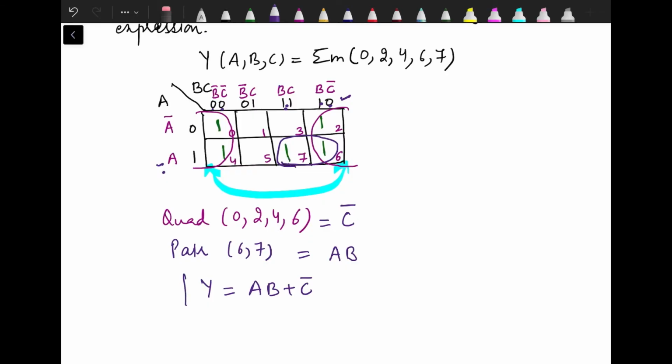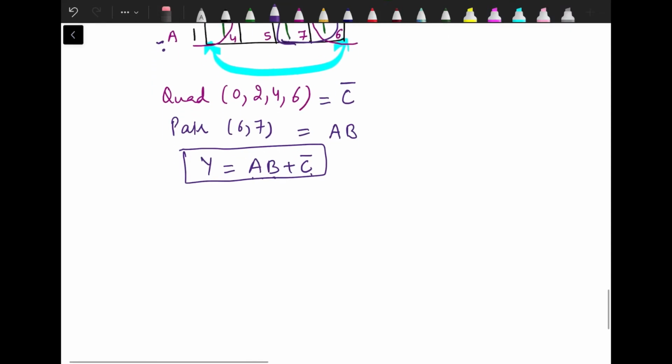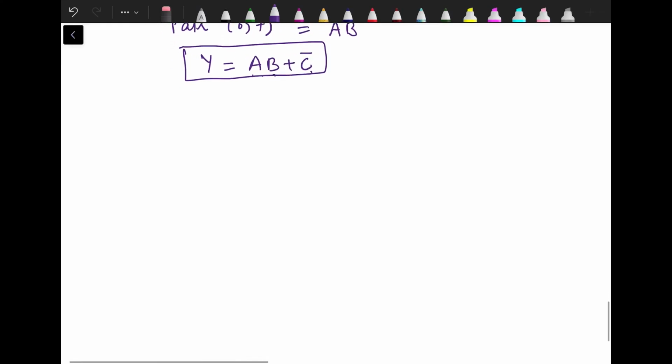Now corresponding to this minimized expression, we need to draw the logic diagram. So what we can see is that we need a NOT gate over here in order to obtain the C complement, an AND gate for A dot B implementation, and one OR gate is also required. So let's make the logic diagram.